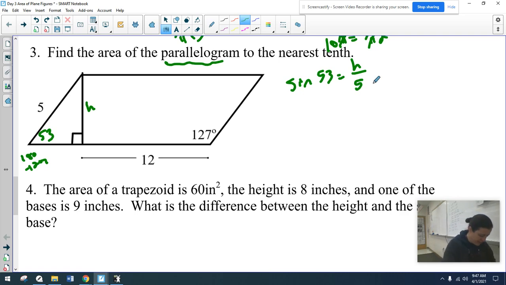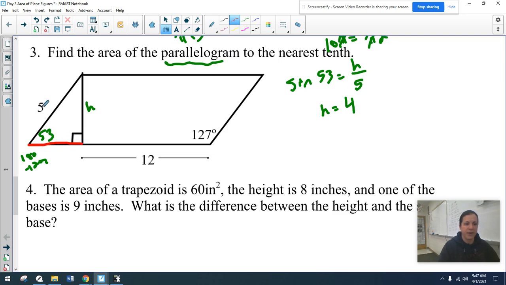So if I do 5 times the sine of 53, that's going to give me 3.99. So I'm going to just say 4. Okay, so that's my height. And then the other thing that I need to find is this piece.